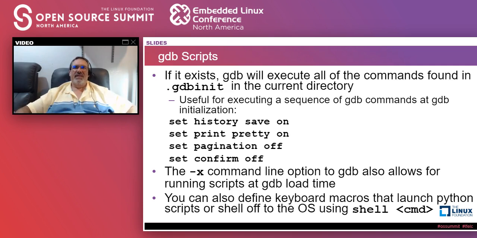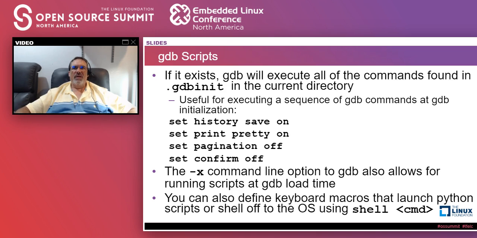So for instance, commands like setting the history save on, setting pretty printing on, pagination, confirmation, turning those off. These are things that you will normally do inside of a GDB session. So rather than having to do this time after time after time, or just copy and paste between your environments, it's easy just to put this in a .gdbinit, and every time you start GDB, it will automatically load these commands, and you're off and running at that point.